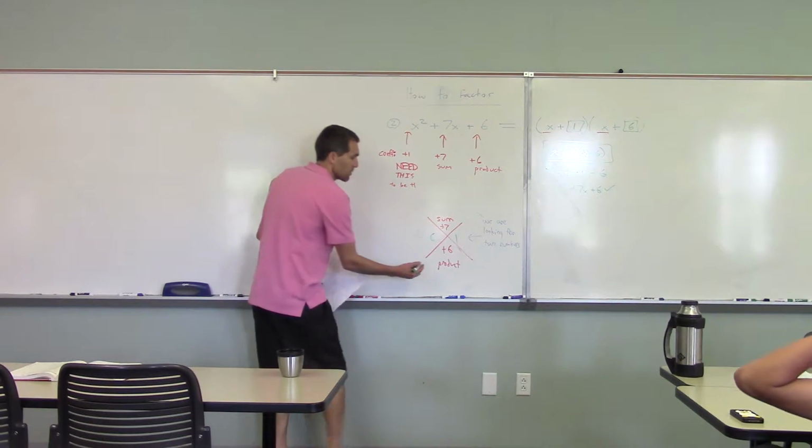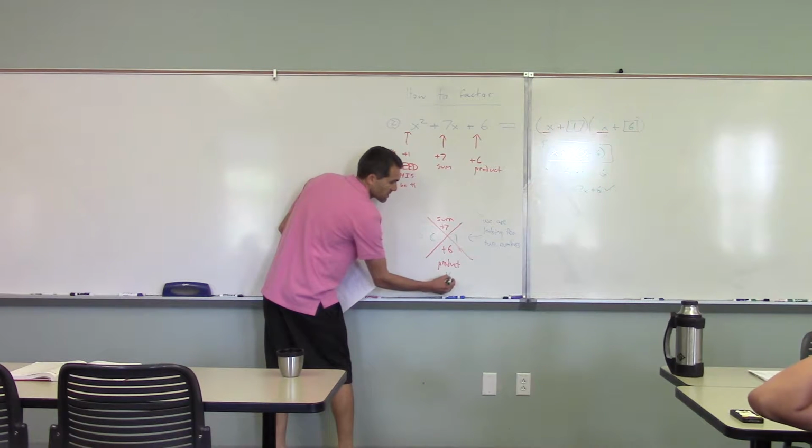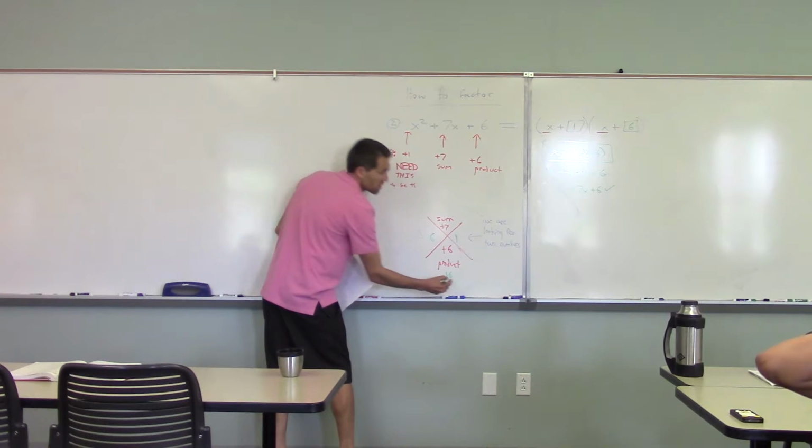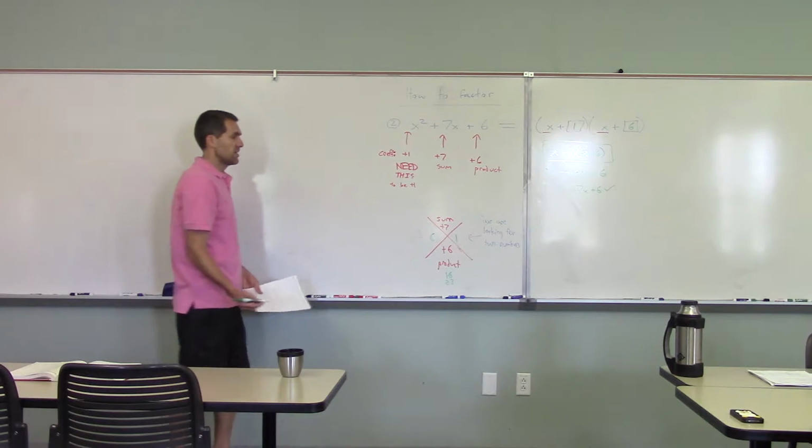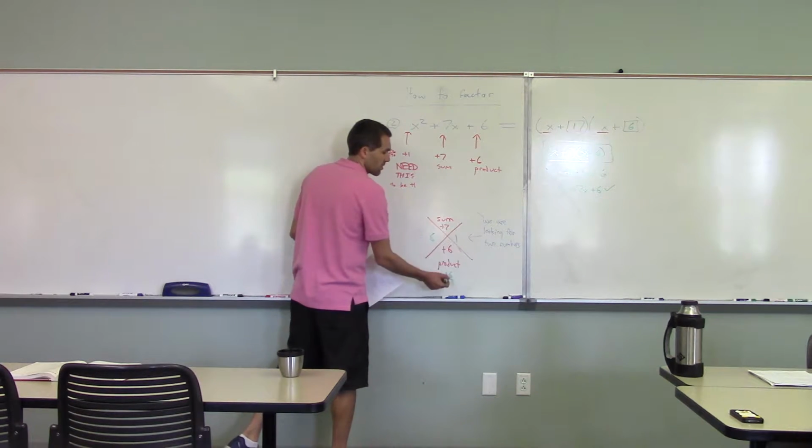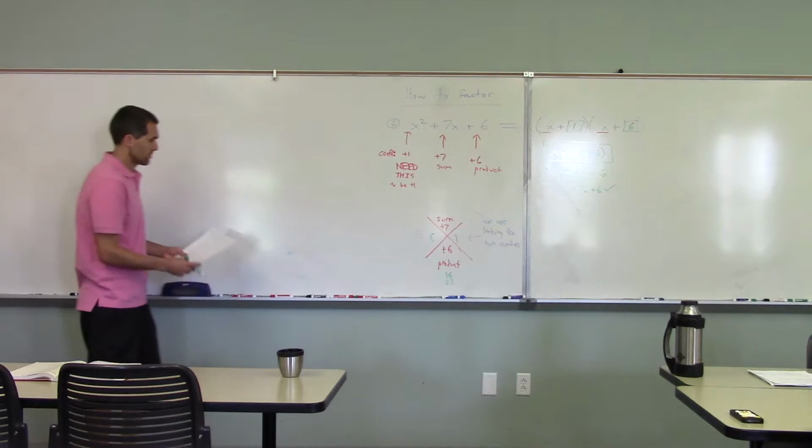So what I would do is I would always start with the product. I would go 1 times 6 or 2 times 3, your only two possibilities. So that would equal 5? Yeah, you add these together, wrong sum. Add these together, right sum.